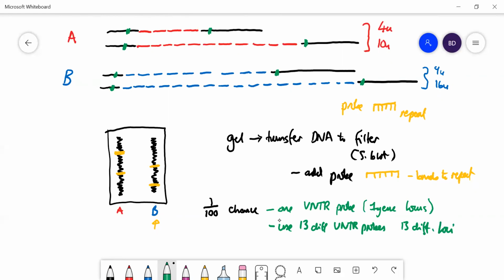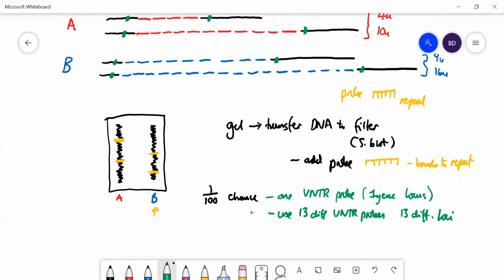Now that makes the probability much, much smaller. The probability would be 1/100 times 1/100 times 1/100, and so on, 13 times. So it would be 1/100 to the power of 13, which is a pretty small number. And I've just made that 1 in 100 up. The actual likelihood of being the same could be way less than that. It probably is. So by the time you've used 13 different probes, the chances of someone having the same pattern of bands are going to be vanishingly small, impossible.